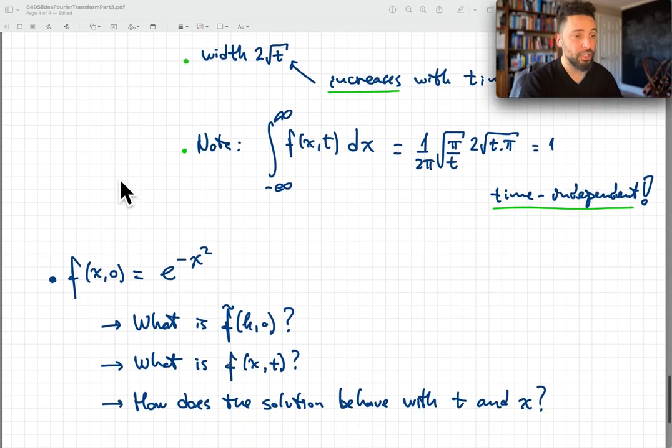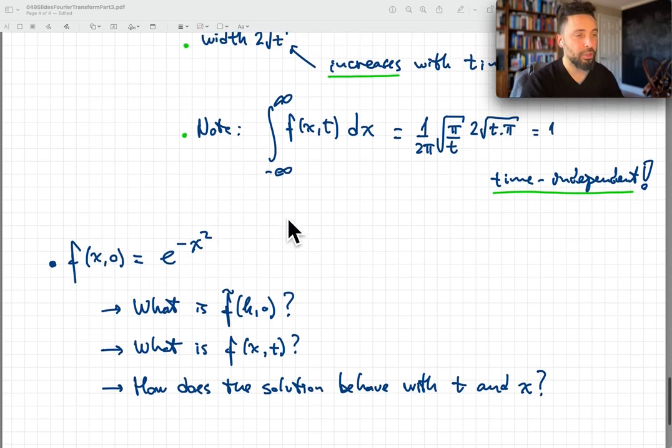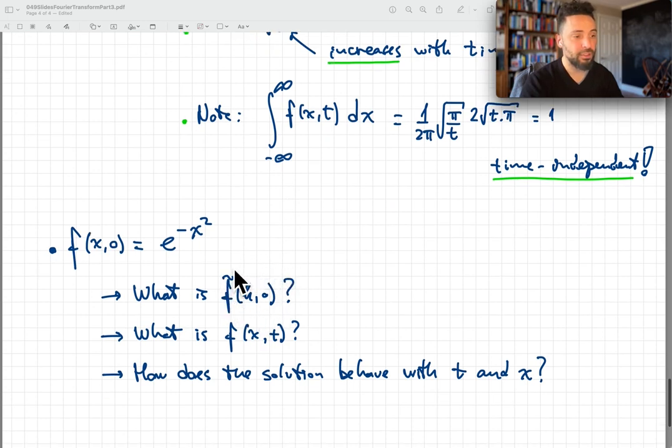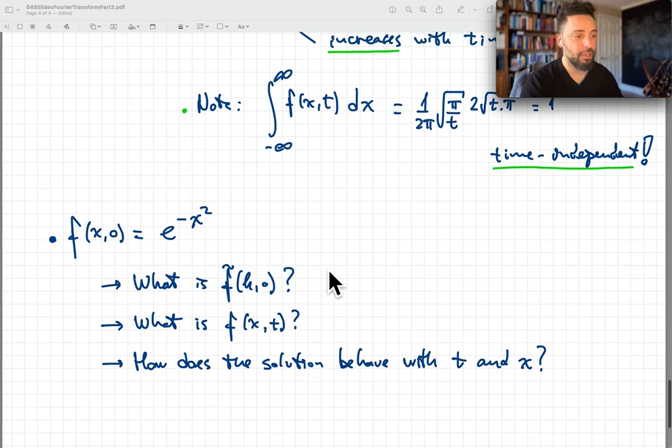Now you could generalize this problem and look at what happens if my initial condition is just a Gaussian. Suppose that f of x comma 0 is just e to the minus x squared. So how do we proceed? Well, the first thing you need to do, as we did before, is to write f tilde of k comma 0. You need to find the Fourier transform of my initial condition. Then from there, we can insert that in our general form of f of x comma t, the general form of our full solution.